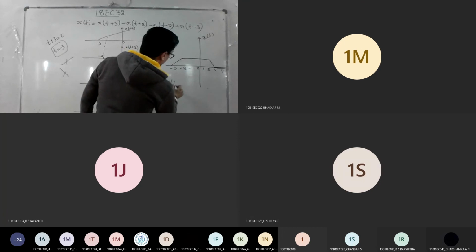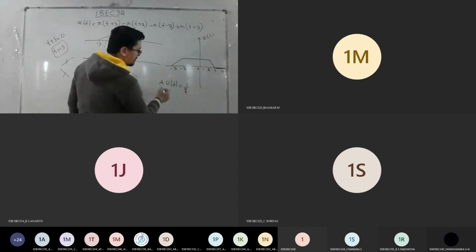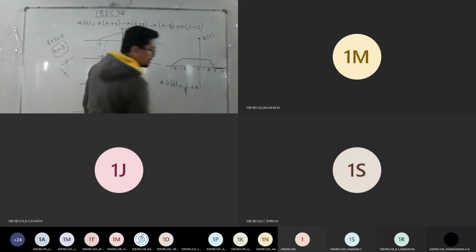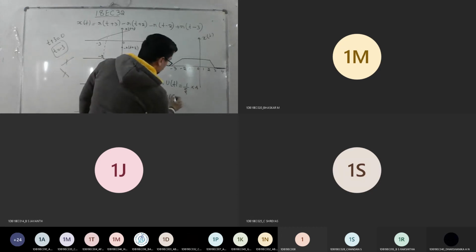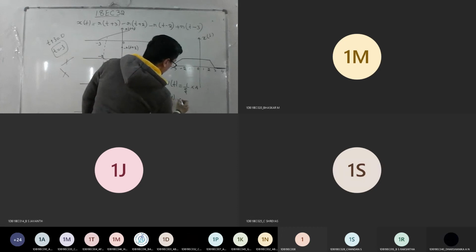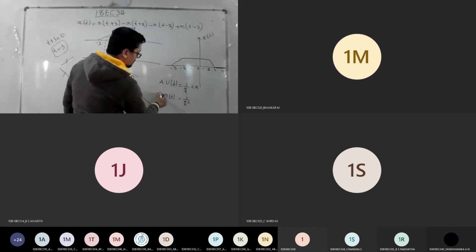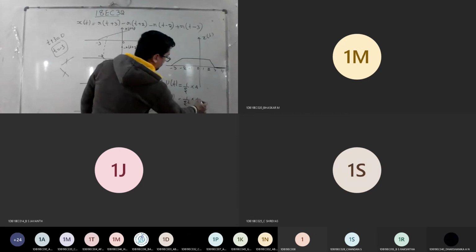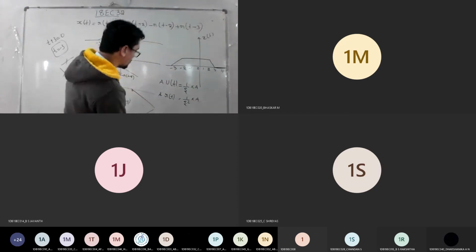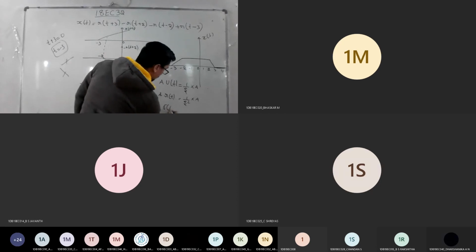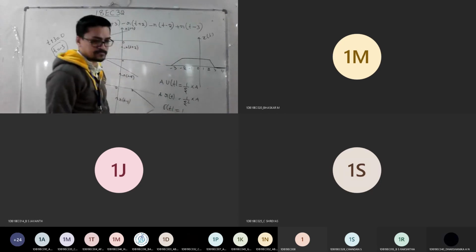So if it is u of t, 1 by s. If I say some a is there, I should just multiply a here, so it becomes a by s. Similarly, for r of t you can write 1 by s square. If any amplitude comes, that becomes multiplied by a. Is it fine, everyone? Same way, for delta of t, it is equal to 1.